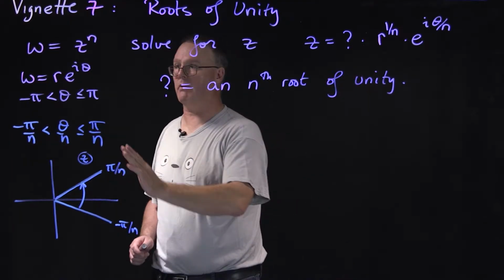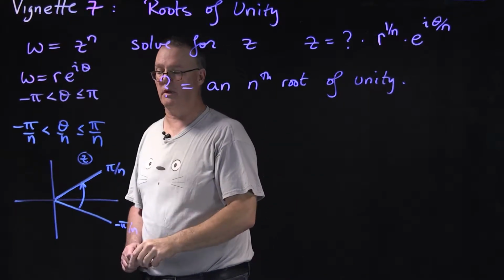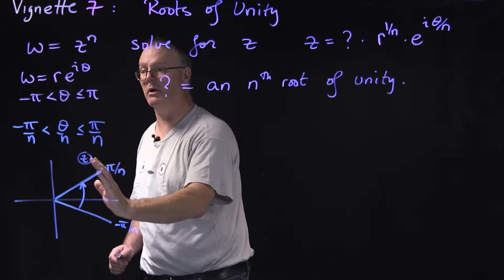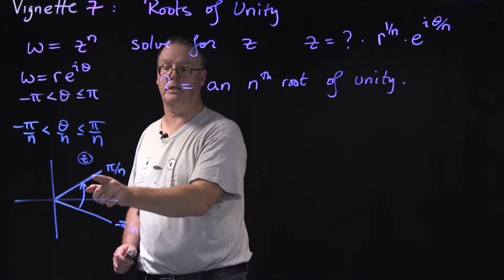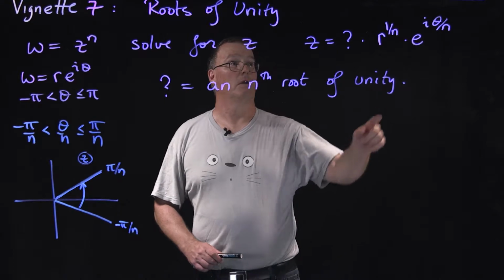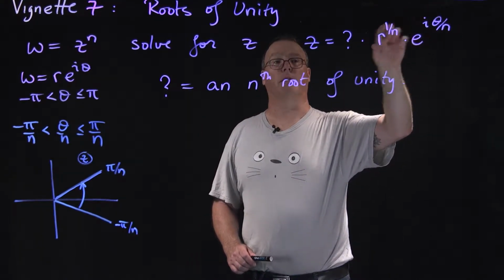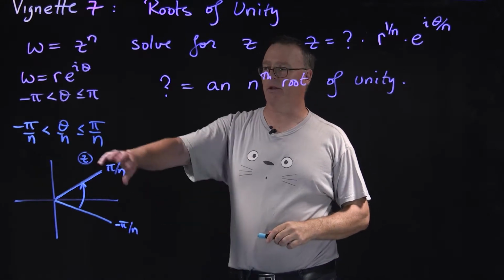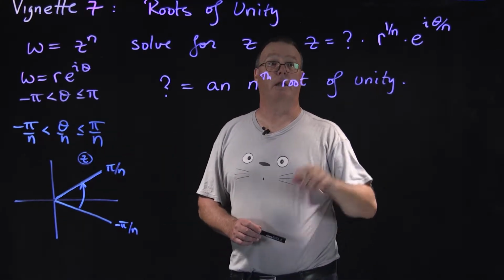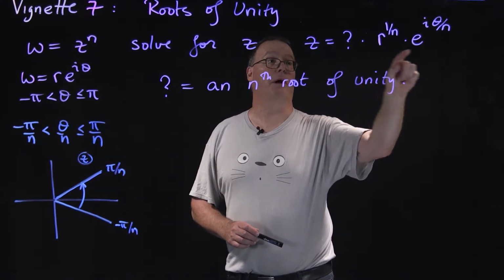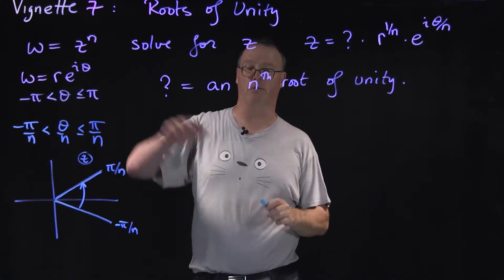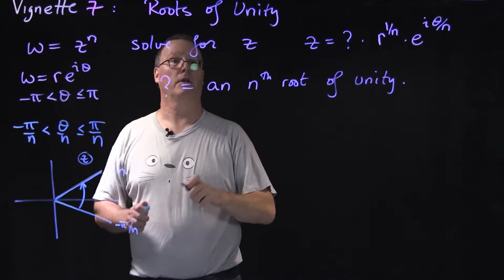Whatever radius you get comes from the radius of r, so that will tell us which circle we're on. But the angle it's on is going to be in this sector. So this part we understand. The question is, how do we get the other values? And let's take the nth power of this and substitute it back in here and see what we got.